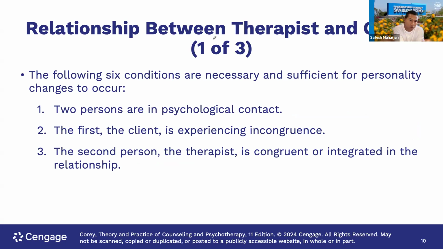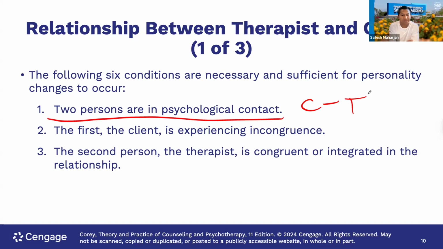So Rogers proposed six conditions that are necessary and sufficient for therapeutic personality change. The first two establish the relational foundation. Two people must be in genuine psychological contact, right? That is client and therapist. And the client must be experiencing some degree of incongruence, right? There is something ingenuine or unreal about the client's experience.